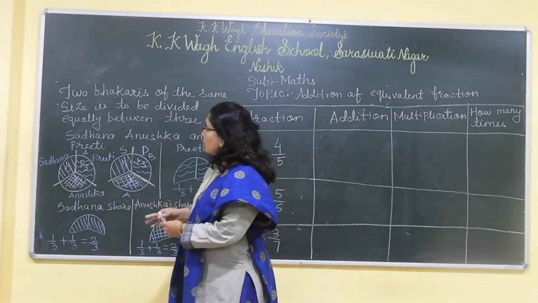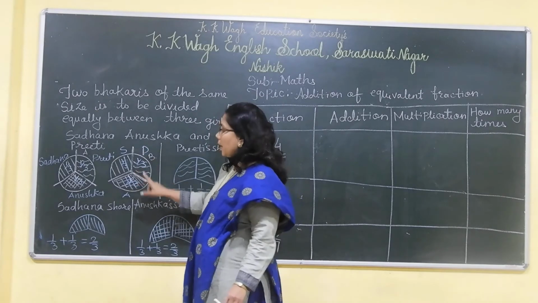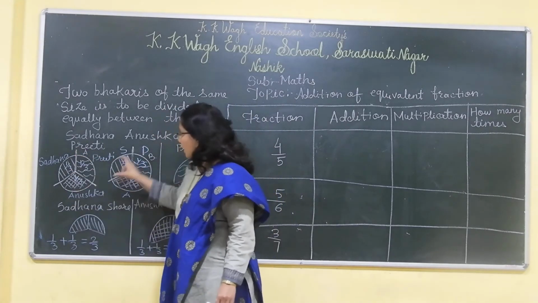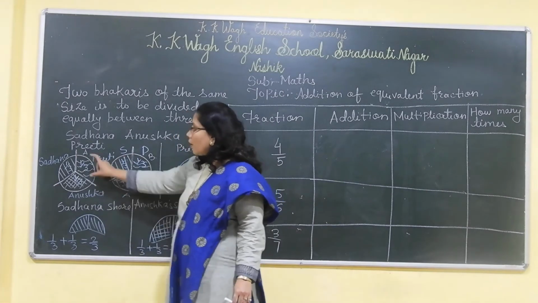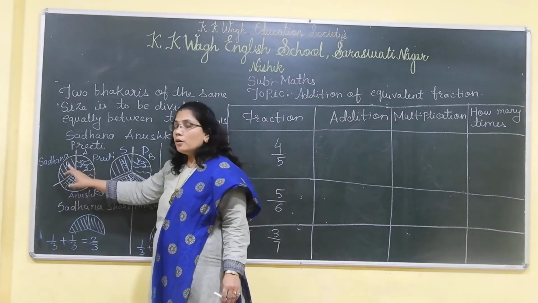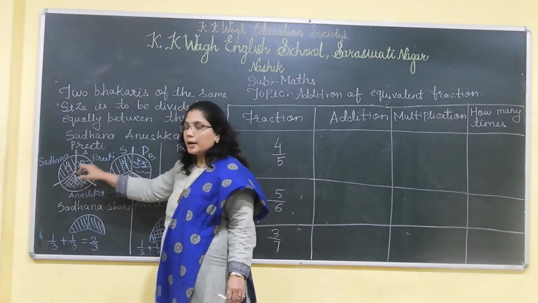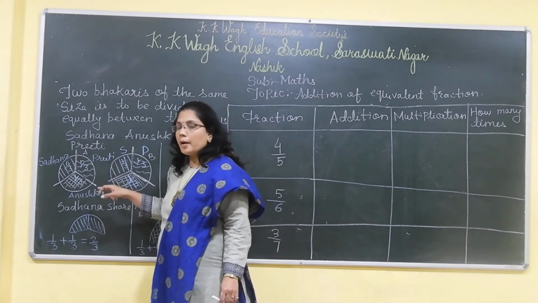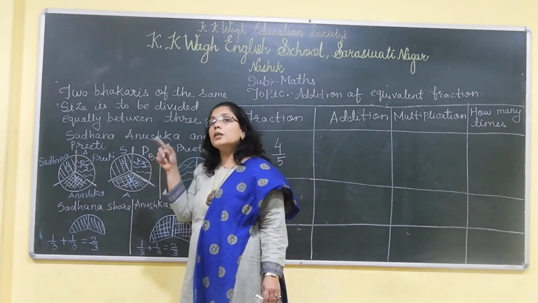So we have to divide it. If we cut this bhakri and we put Sadhana's part, one part from here and one part from here, how many parts did Sadhana get? She got a total of 2 parts, one part from this bhakri and one part from this bhakri. But what is the number of that part? Third. It is the 1/3 part.